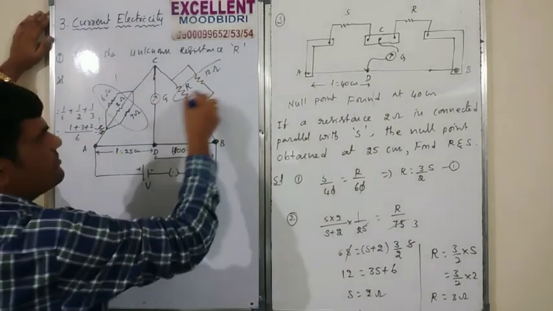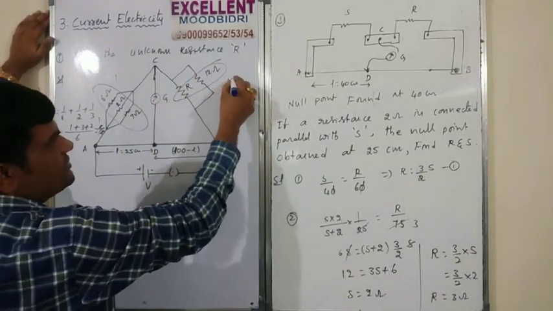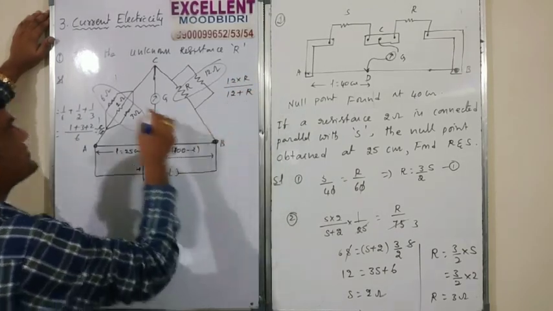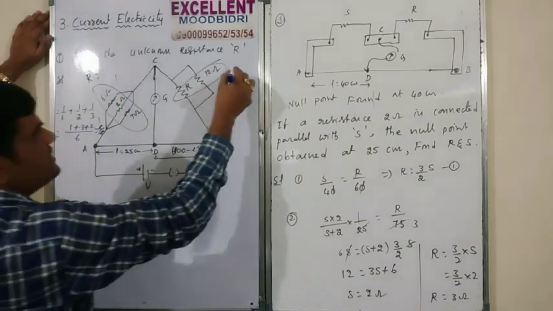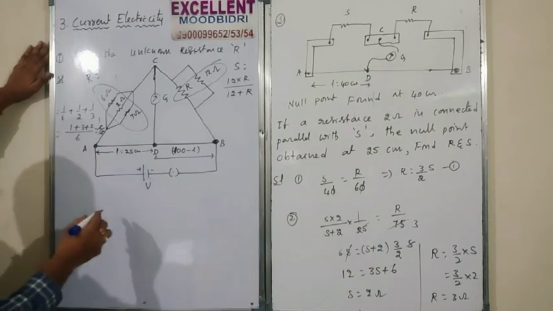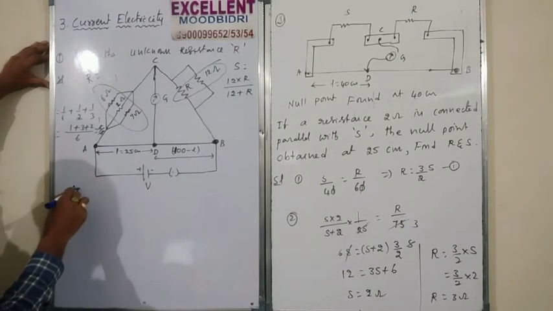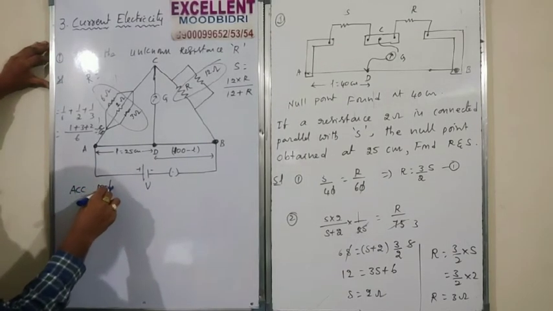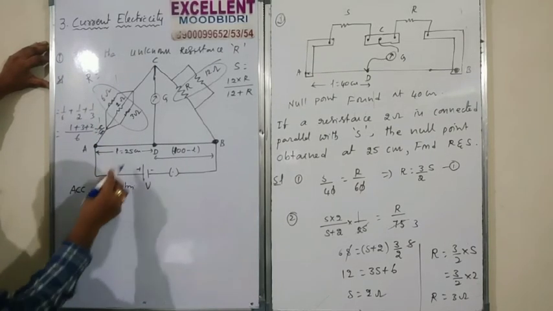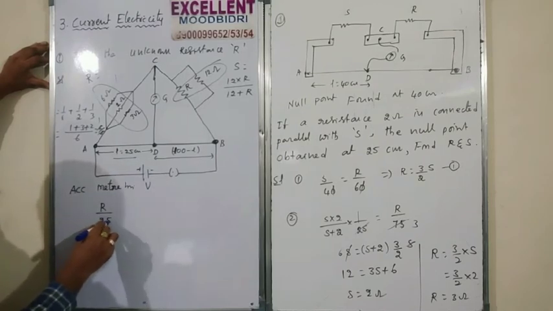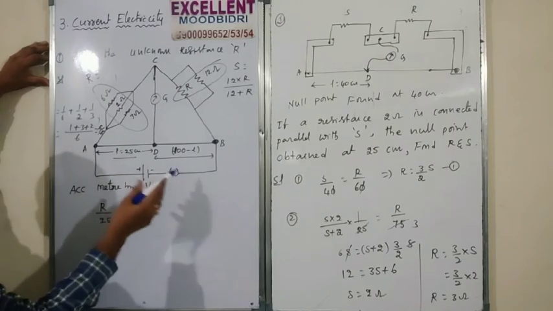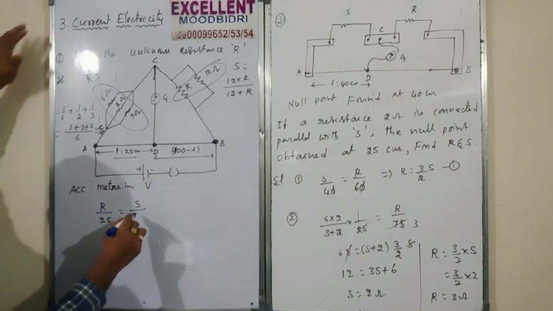Again, this one is also a parallel combination, right? Therefore, it will come as 12 into R divided by 12 plus R. So this is the R value, this is the S value. According to the meter bridge formula, what is the meter bridge formula? R by L equals S by 100 minus L. L is 25, so 100 minus 25 is 75.